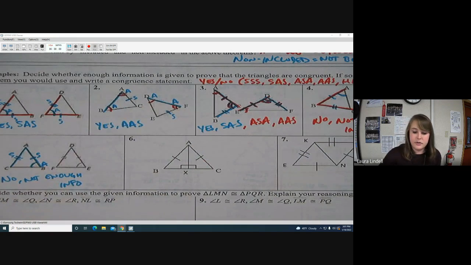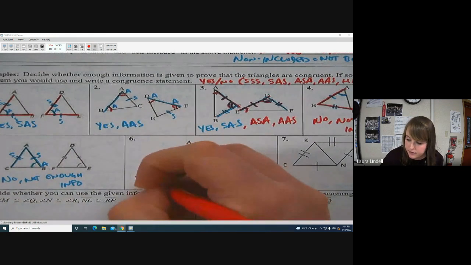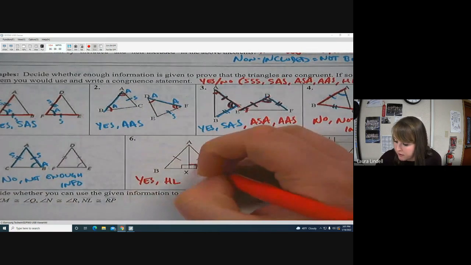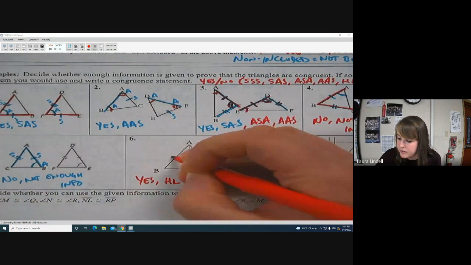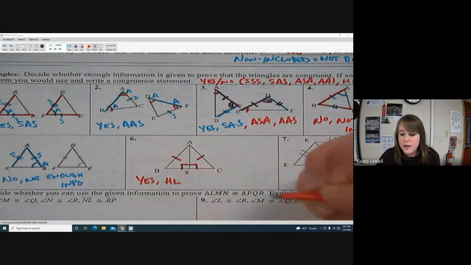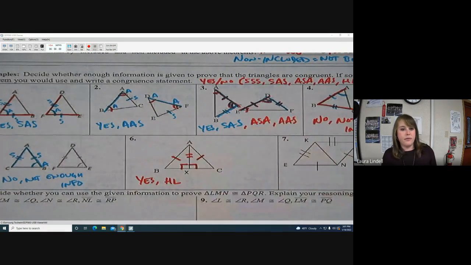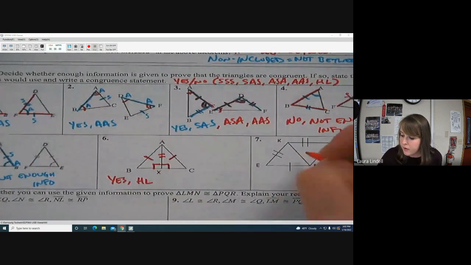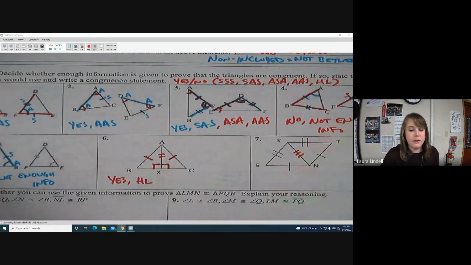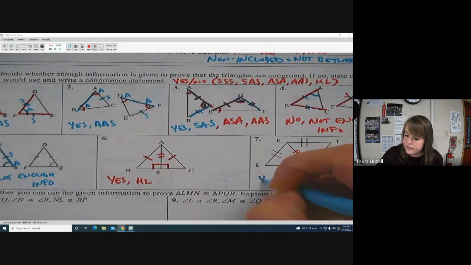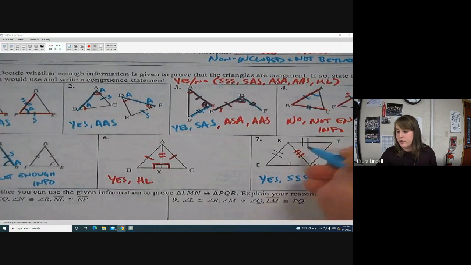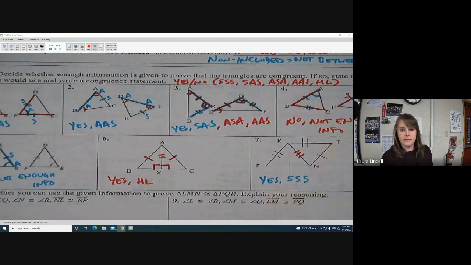Number 6, you should have gotten that yes, they are congruent, and it's by HL, hypotenuse leg. We notice that these are right triangles, and the hypotenuse is the side that we know on both of them. And then we also have a shared side in the middle that is one of the legs. And so this one works with HL. And then the last one, we should notice that there's a shared side there in the middle that we can label. And so this one is, yes, they are congruent by SSS. So we have all 3 sides on both triangles labeled.